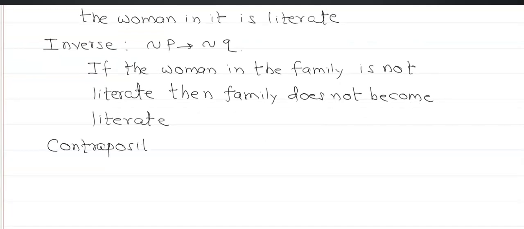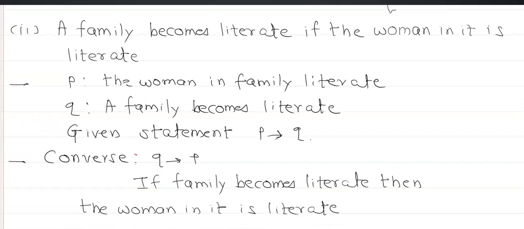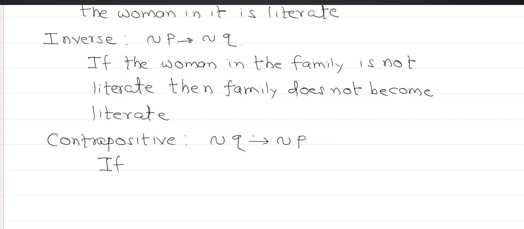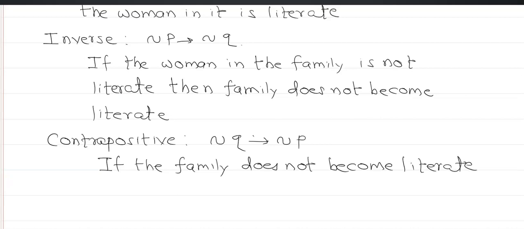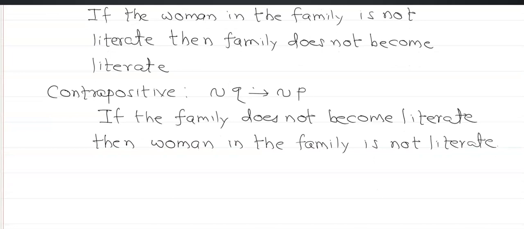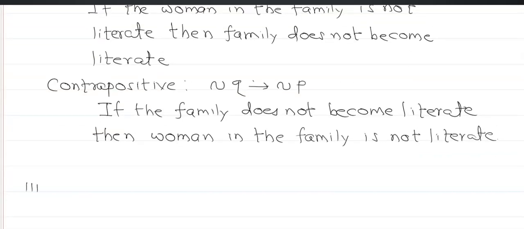Contrapositive: negation of the converse, that is negation of Q implies negation of P. If the family does not become literate, then the woman in the family is not literate.